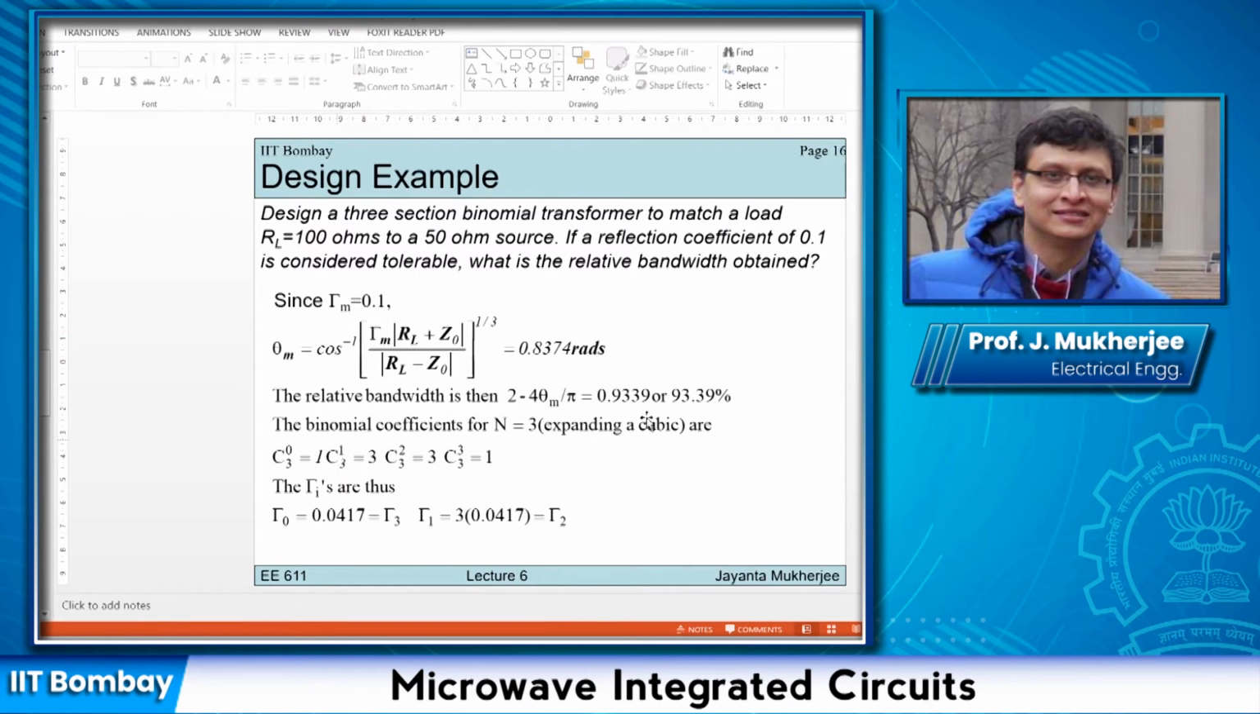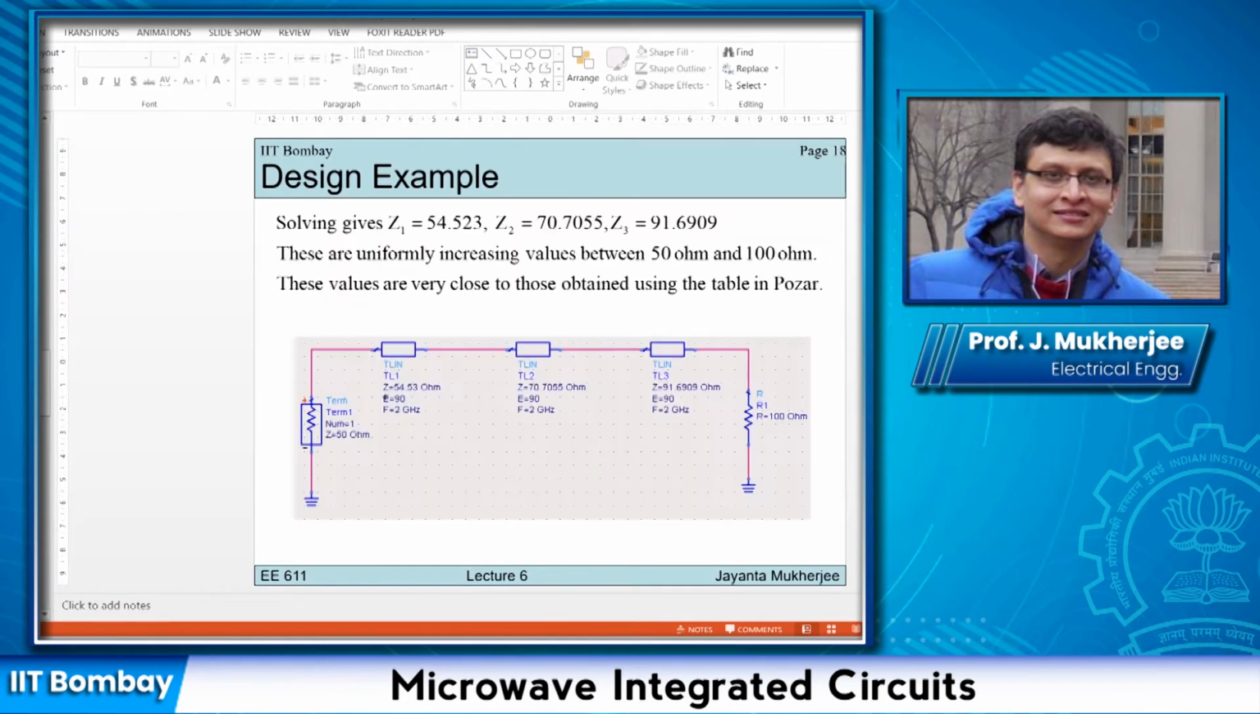I won't solve this problem in this lecture, but what I am showing you now is the mathematical solution for the 3 sections, that is Z1, Z2 and Z3, that I obtained. I actually designed a circuit where the impedances were like this. Z1 was 54.52 ohms, Z2 was 70.7 ohms, and Z3 was 91 ohms.